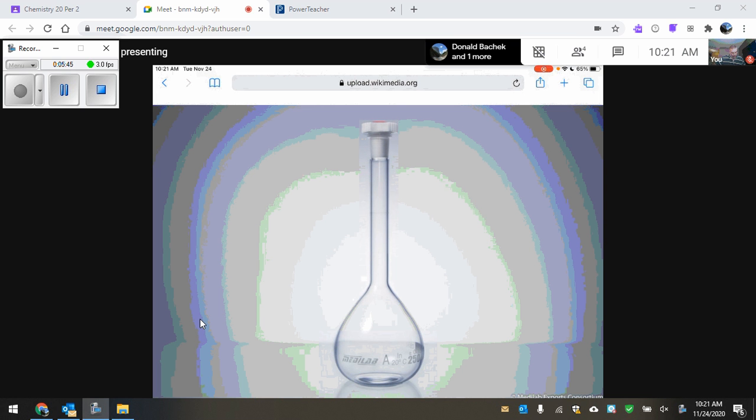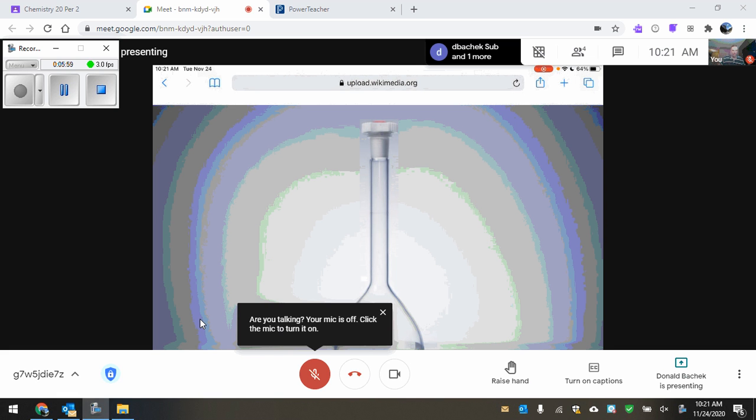This one happens to be a 250, and I know that because if you look really closely at the bottom, it says there's an A there. It says 20 degrees Celsius, and right beside that, it says 250. I don't know how clear it is to you, but that's what it is. It's 250, okay? They come in different sizes.